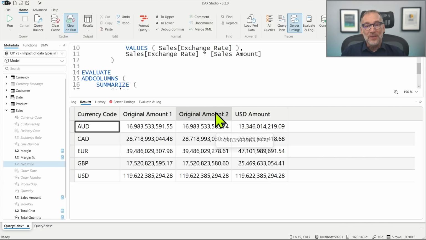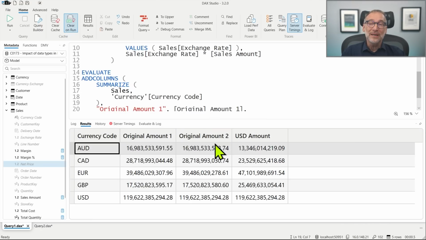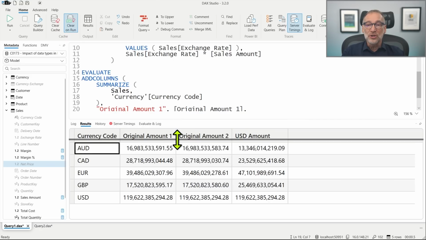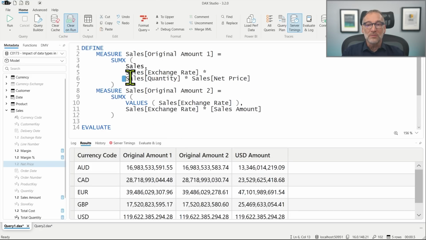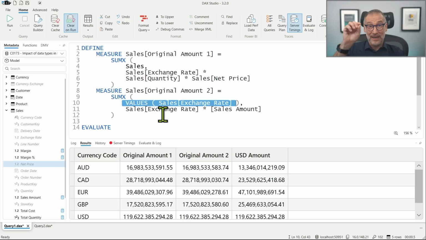And it turns out that Original Amount 2 is actually a bit less wrong than Original Amount 1, because Original Amount 1 performs this multiplication at the transaction level, so the error is introduced for each individual row, whereas Original Amount 2 performs the calculation and multiplies by exchange rate, where I might have the error, for a smaller number of rows. So it is still wrong, it's a bit less wrong.